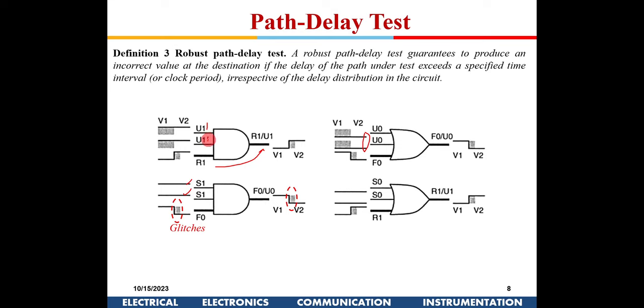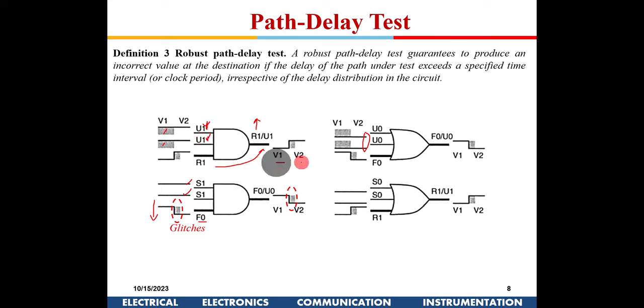Let me introduce some new definitions here. S1 means static one. F0 means it is making a fall to zero. R1 means it is making a transition to one. U1 means that finally it is one, but before that there could be some changes; here it is a don't care condition, and then finally it comes as one. So this is notated as U1.